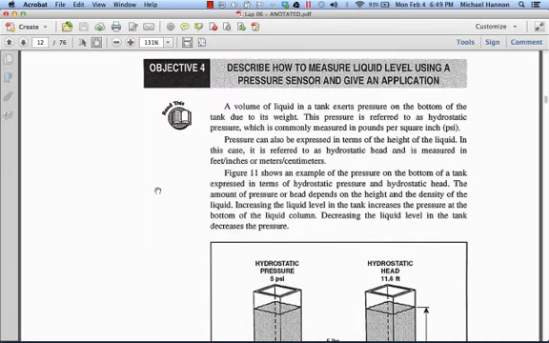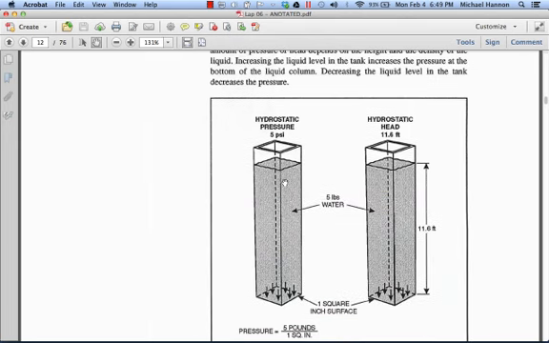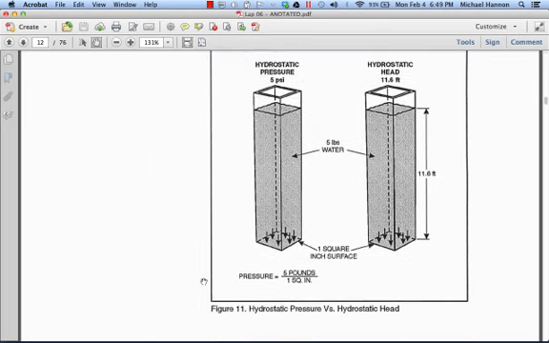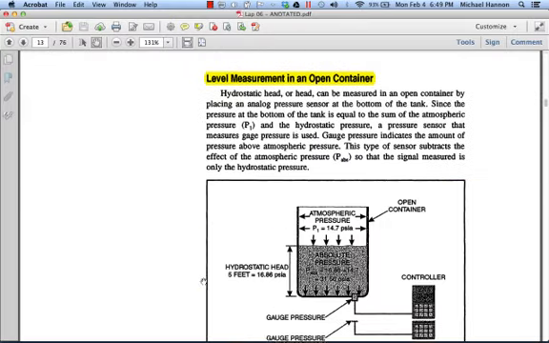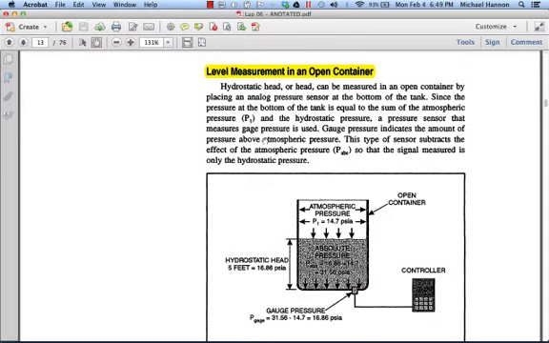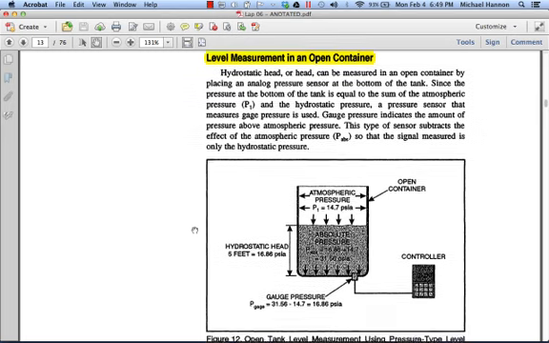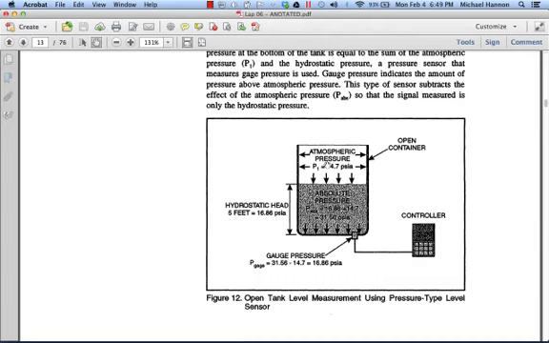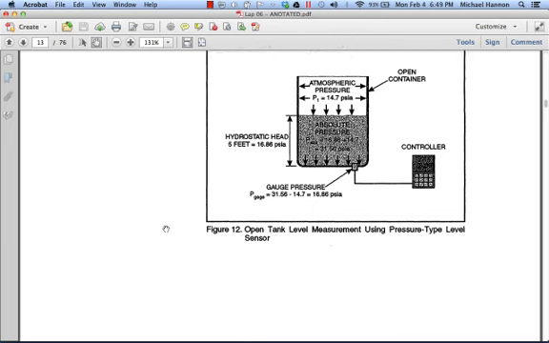The next part of the section is objective number 4. Objective number 4 is talking about how to measure liquid in a tank based on the principles of pressure, that is pounds or force per square inch. We've already gone over pretty much how that works. It starts describing how to do level measurement in an open container versus a closed container. Notice that in an open container you have to take into consideration the atmospheric pressure, which is 14.7 psia, and then you're able to add the hydrostatic head, which gives you the amount put out by the pressure sensor itself.